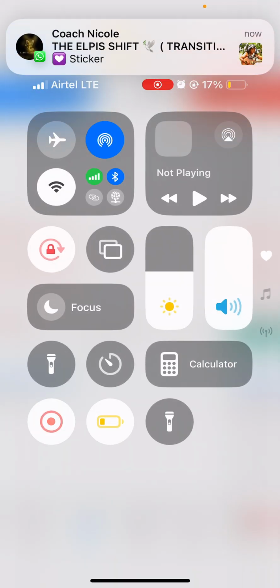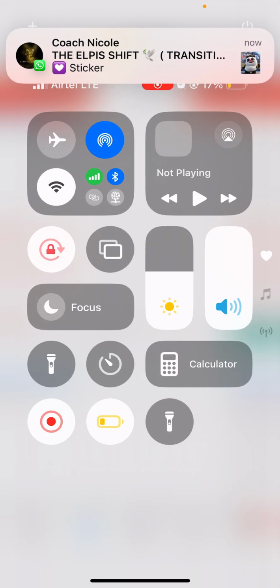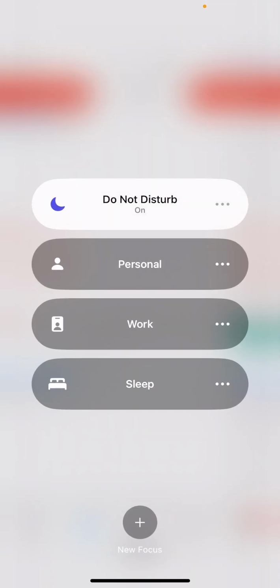Let me put my phone in do not disturb, so that where did they used to put that do not disturb? Okay, do not disturb, please.